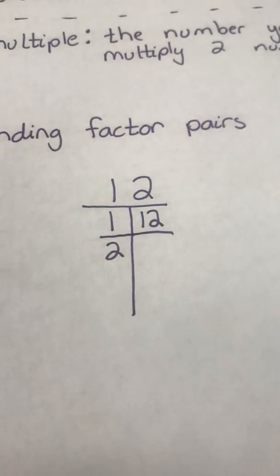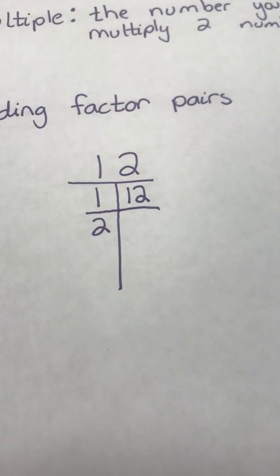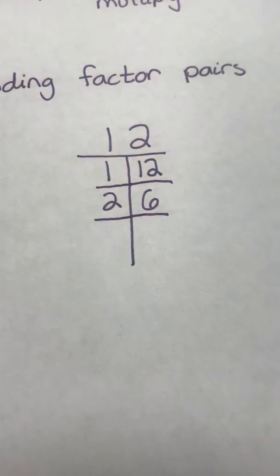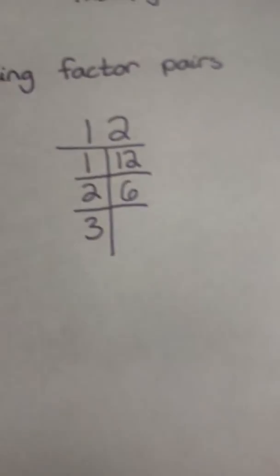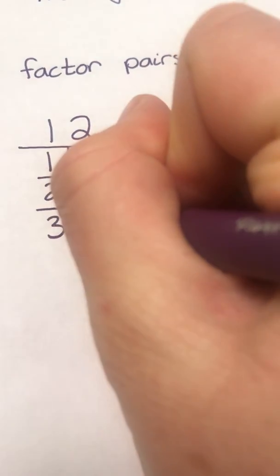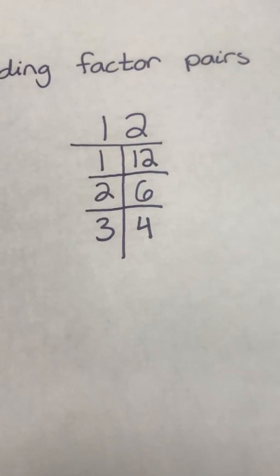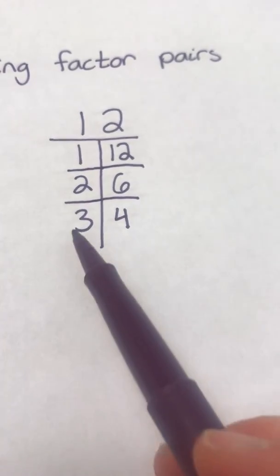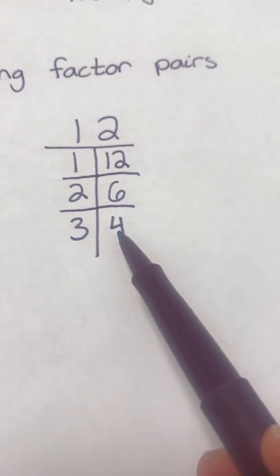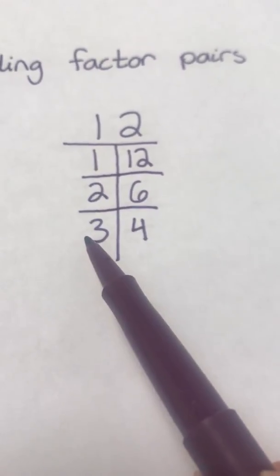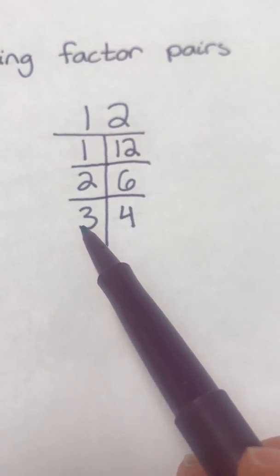I'm going to say 2 times what equals 12? 2 times 6 equals 12. Now I'm going to check my next counting number higher, and I'm going to check 3. 3 times what equals 12? 3 times 4 equals 12. At this point in time, I can stop because my next counting number higher is going to be 4. And I already know that 4 times 3 is going to be 12, and I already have it listed.